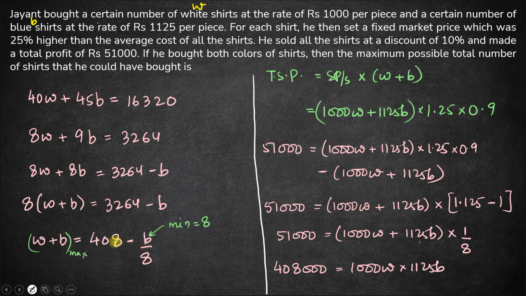So if we put 8 over here, we get W plus B maximum as 408 minus 8 by 8, which is 1, so 407. So the maximum possible value of W plus B, that is the number of total shirts that he could have bought. This is what we wanted, right? The maximum possible number of total shirts. So W plus B had to be maximized and the maximum possible value is 407. Thank you.